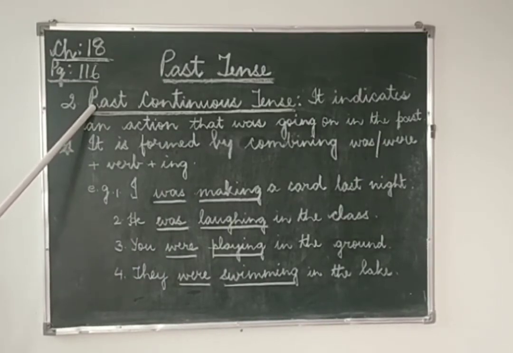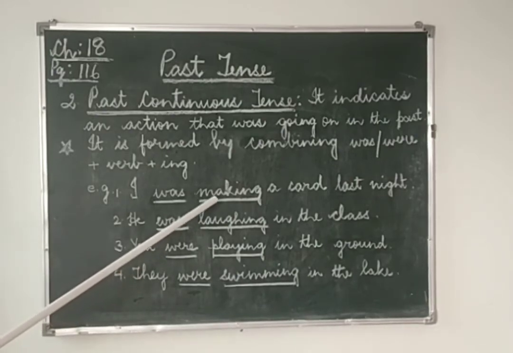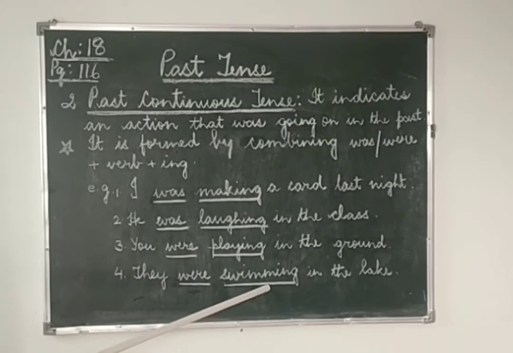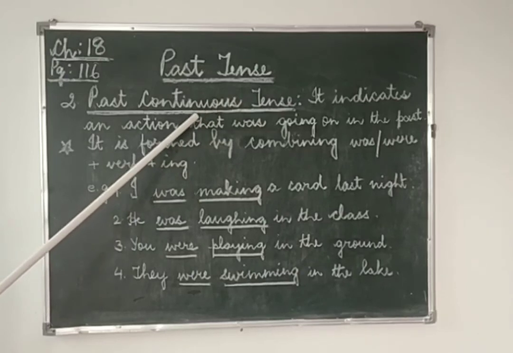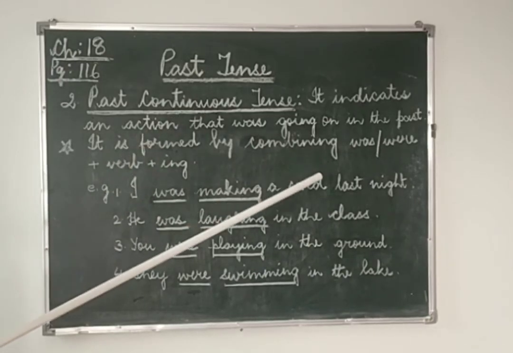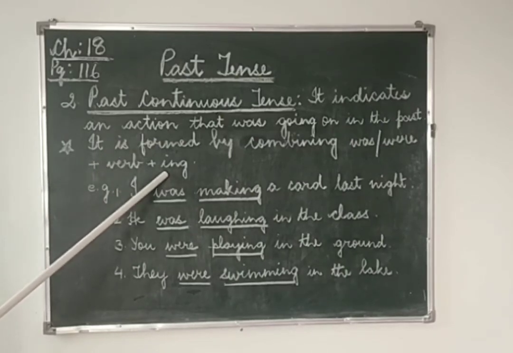Why? Because they have the helping verb was or were depending on the subject plus the ing form of the verb. So, what you need to remember in this tense is that when you want to express any action in progress in the past time, then we use this past continuous tense. And the form of this tense is was or were plus the ing form of the verb.